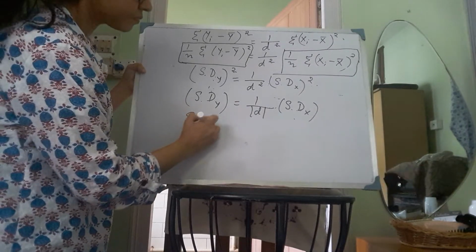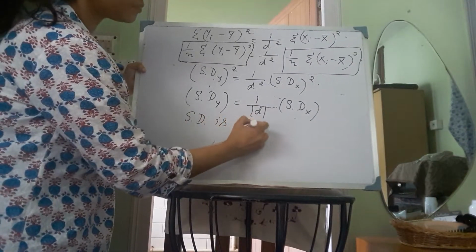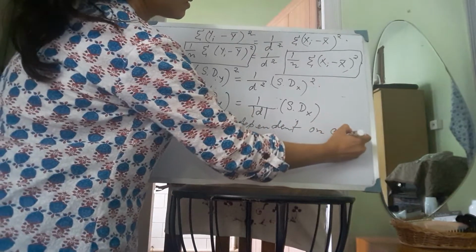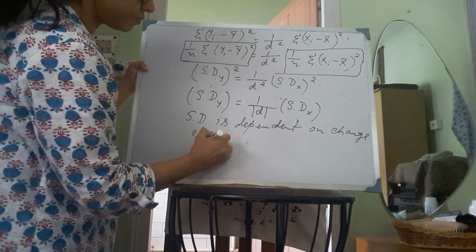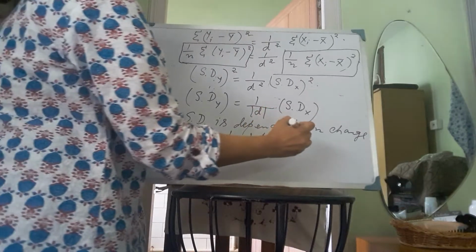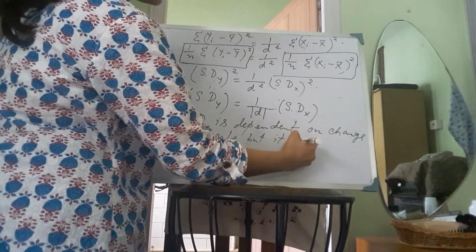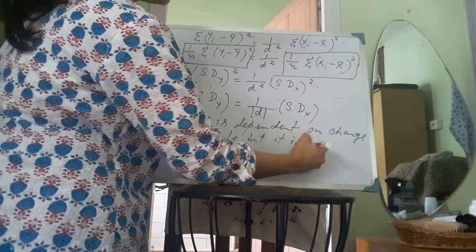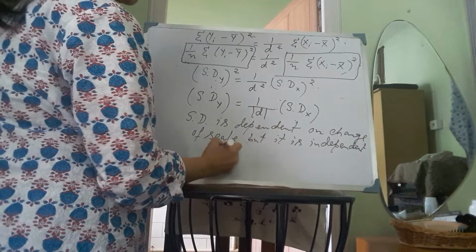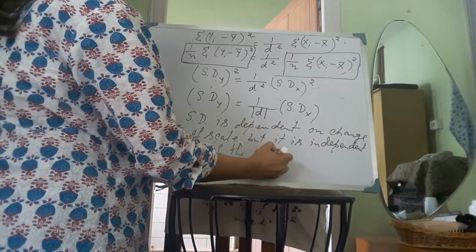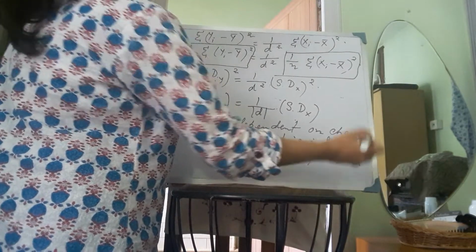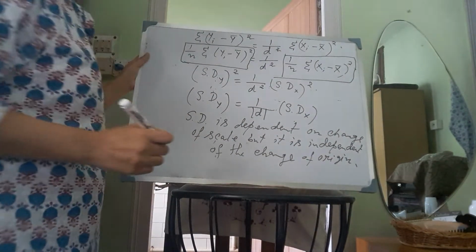So from here we can write that standard deviation is dependent on change of scale, but it does not depend on the change of origin. So it is independent of the change of origin. So the second property of standard deviation is proved.